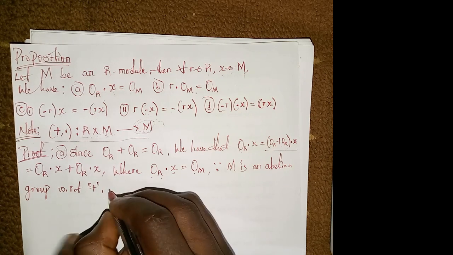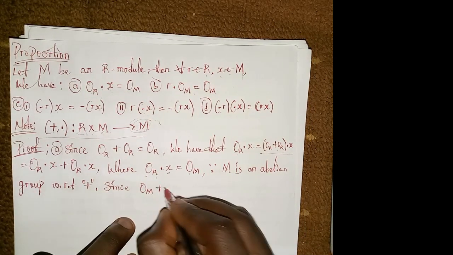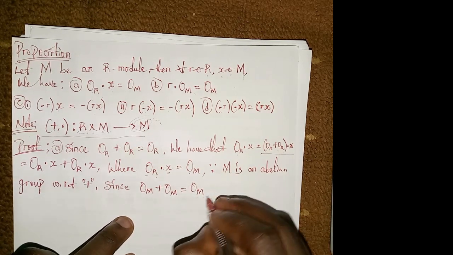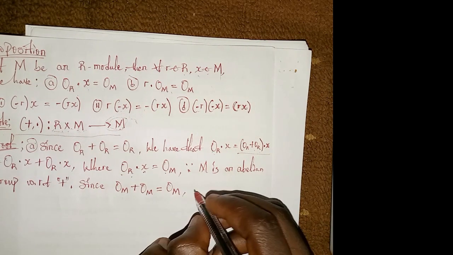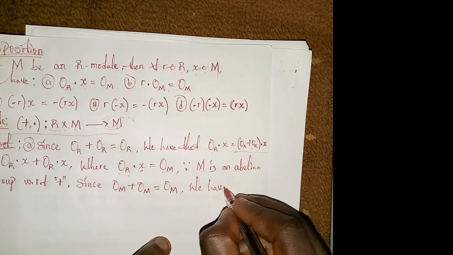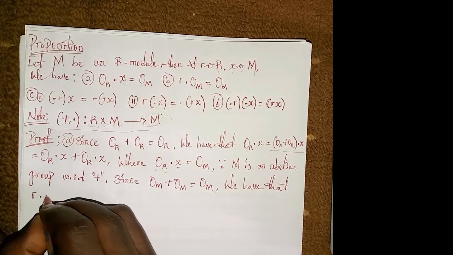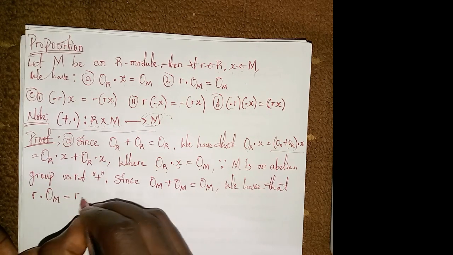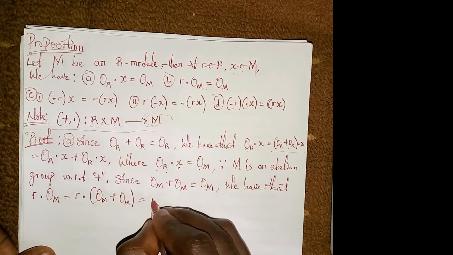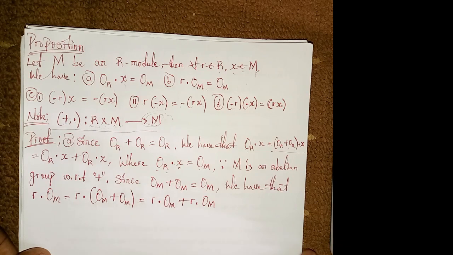Now, we proceed again by saying since the zero module of M plus the zero module of M is equal to the zero module of M, we can still follow the same procedure by saying that we have that R multiplied by the zero module of M is equal to R multiplied by the zero module of M plus the zero module of M, which is equal to R multiplied by the zero module of M plus R multiplied by the zero module of M.